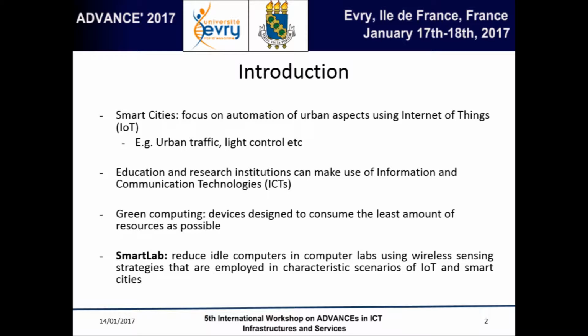For our study, we designed and implemented a tool called Smart Lab to reduce power consumption in computer labs by identifying and turning off idle computers. To validate Smart Lab, we evaluated the reduction rate of energy expenditure and carbon dioxide emission.